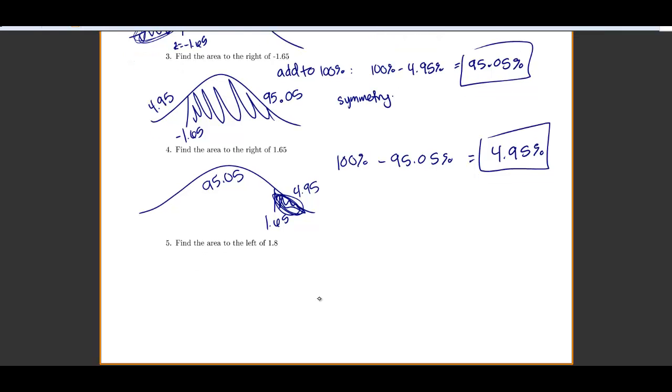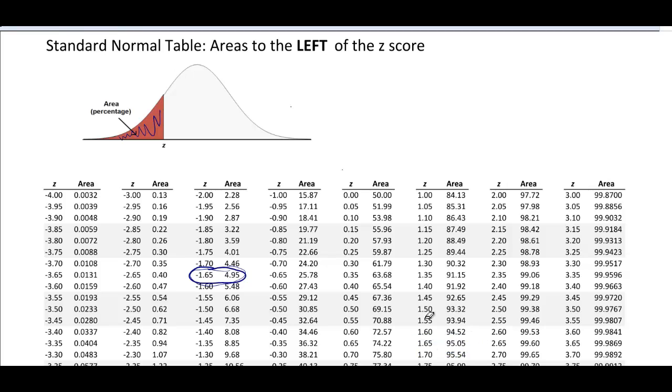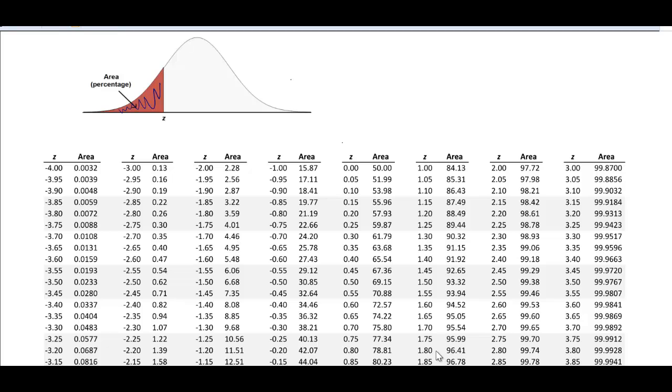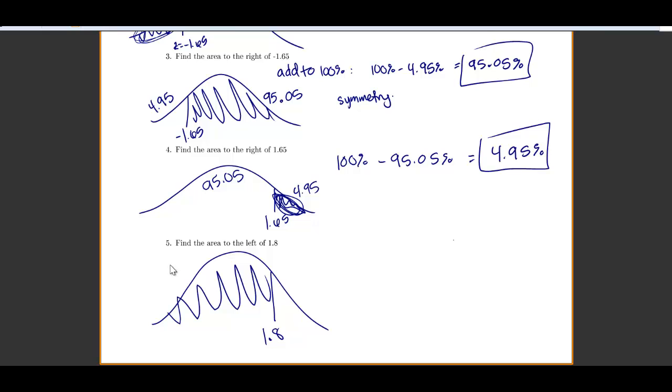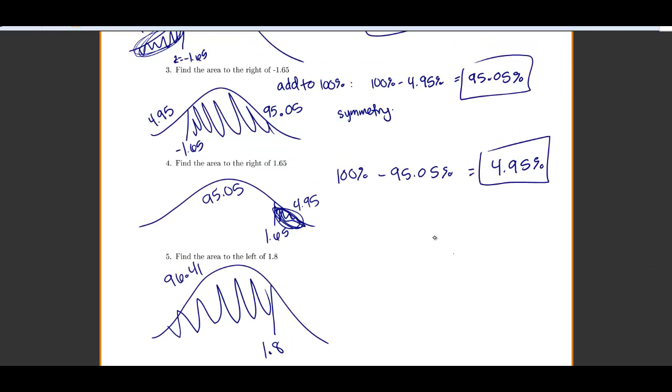And number 5, find the area to the left of 1.8. So here's my positive 1.8. I want the area to the left. So let's go to my normal table. I want z to be 1.8. It looks like the area to the left is 96.41. And that's my final answer because I wanted the area to the left and I found the area to the left. That was pretty simple.